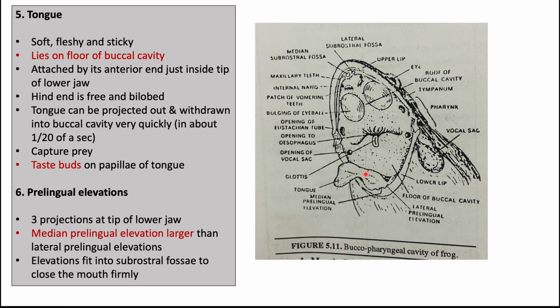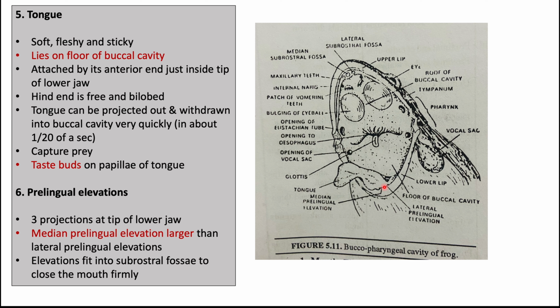Next structure is the prelingual elevation. Look at these three elevations on the tongue here. These are known as the prelingual elevations. These are projections at the tip of the lower jaw. So here is the tongue which is attached to the lower jaw, and these are the three elevations known as the prelingual elevation. Here we can see these two are lateral and this one is the median. The median is larger and the lateral are smaller.